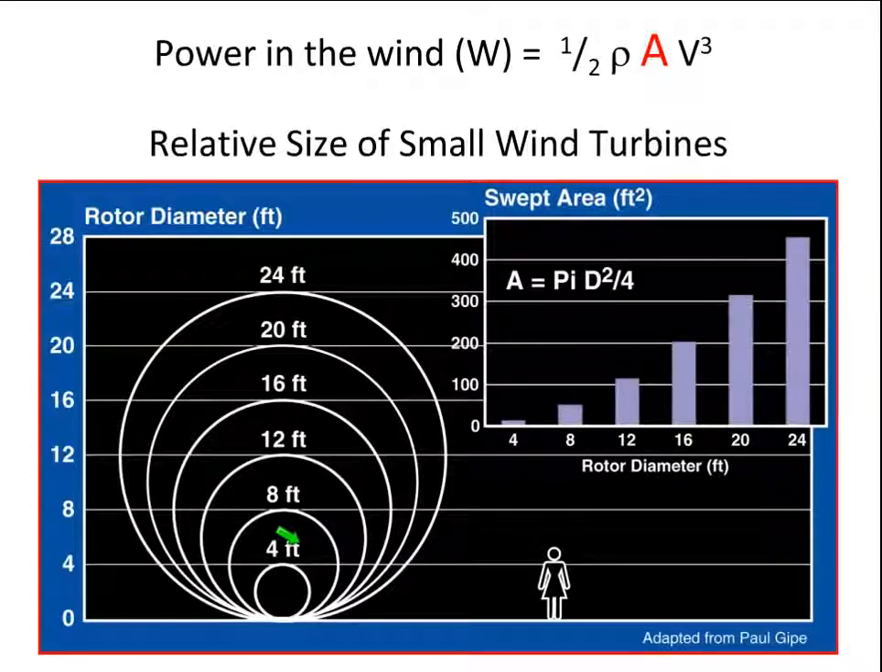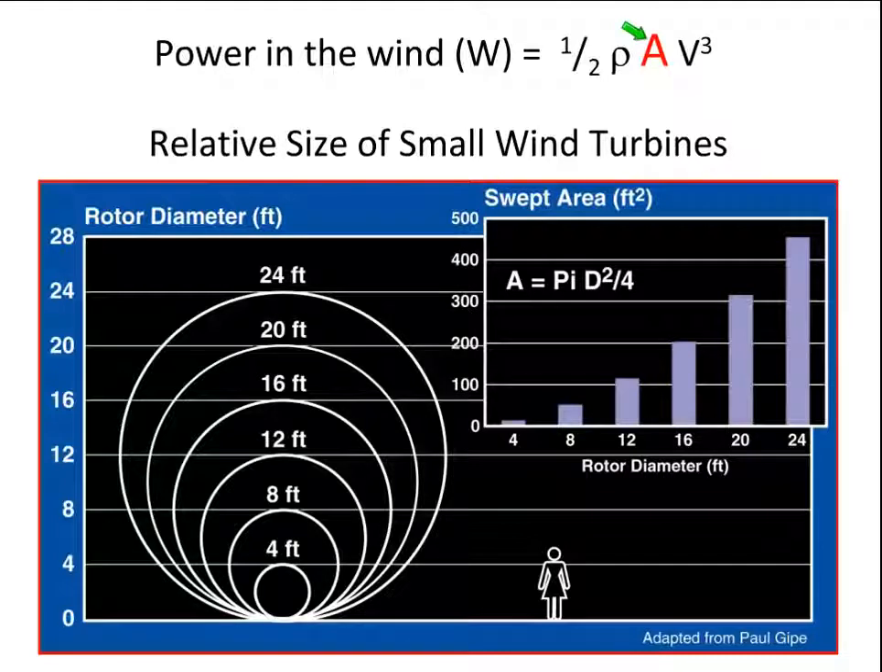So we have to think about what we can affect on a turbine. How do we affect how much power there is? Well, we can't affect the air density, things like that. But what we can affect is things like the swept area. In this case, we can affect the swept area by having a bigger turbine.